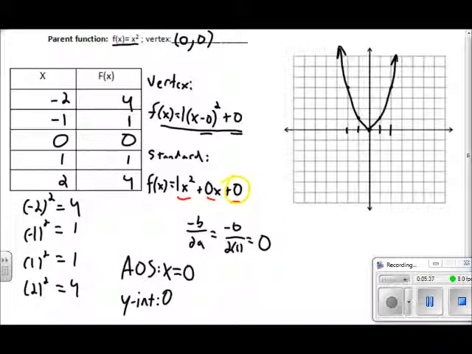Or again, we can look at the graph here, and we would see that it hits the y-axis right there at 0. And that its axis of symmetry is x equals 0, which goes right through that line there. So that's what the parent function looks like, swapping between standard form and vertex form.